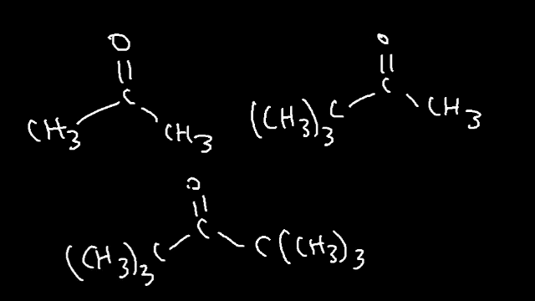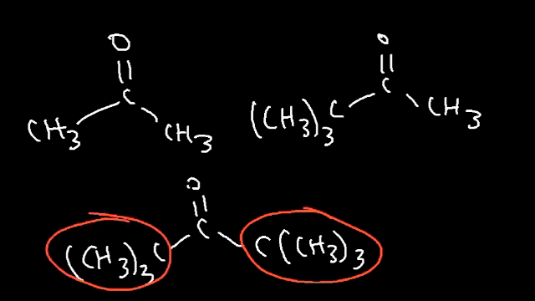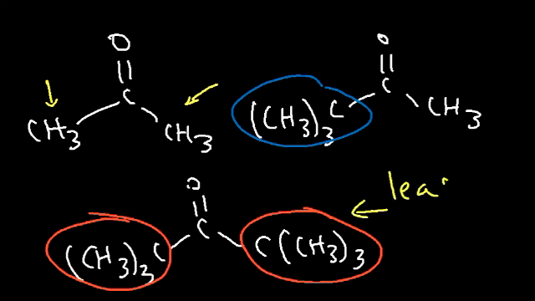So which ketone is most reactive? Here we have two very, very bulky groups. Those are tert-butyl groups. Here we only have one. And here we have just two small methyl groups. So therefore, because this group is so bulky, this is going to be the least reactive.